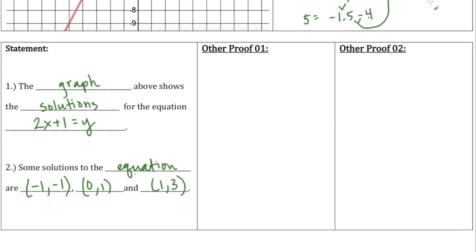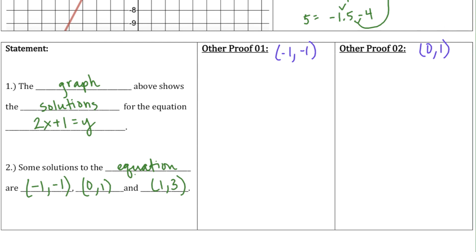So let's offer some additional proof, just to show that it works. So I'm going to choose (-1, -1). What color? I guess I'll make it purple. So (-1, -1), that'll be easy. And then I'll choose (1, 3). I like to stay away from 0. Remember, you can use any point on the line.